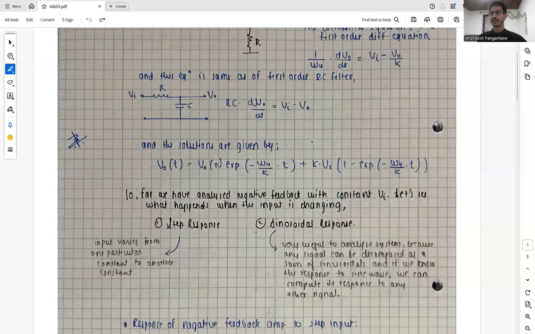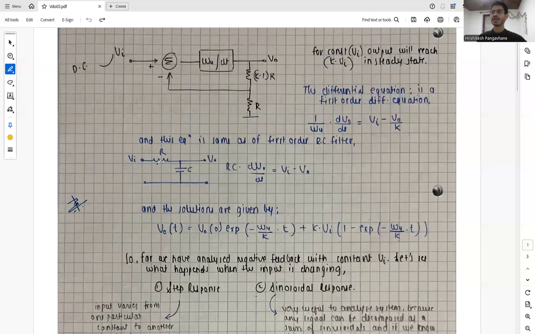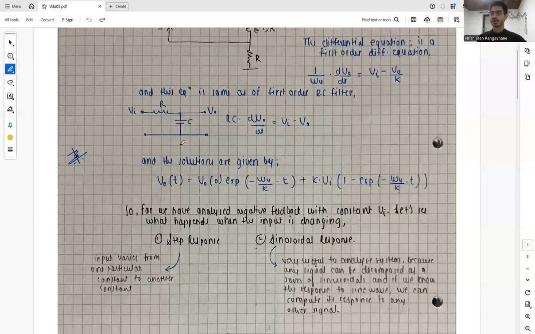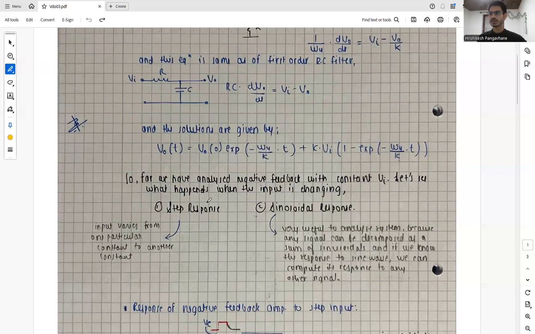So far we have analyzed negative feedback with constant Vi, and let's see what happens when the input is changing. Until now we had a DC input, I mean a constant input. Now there are two changing inputs we can analyze. Basically we have a step response, where the input varies from one particular constant to another particular constant, but both the steps are constants.